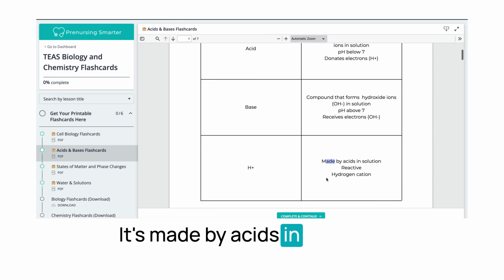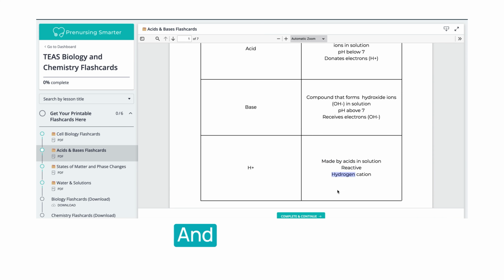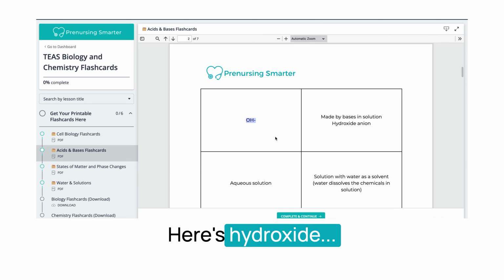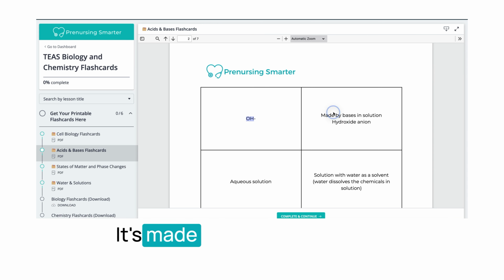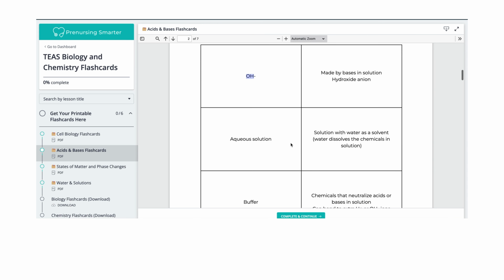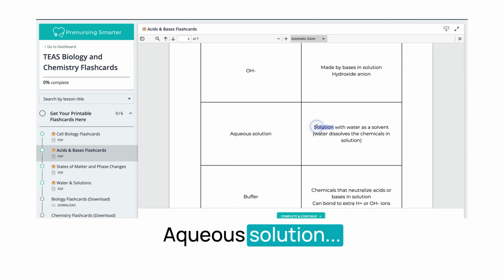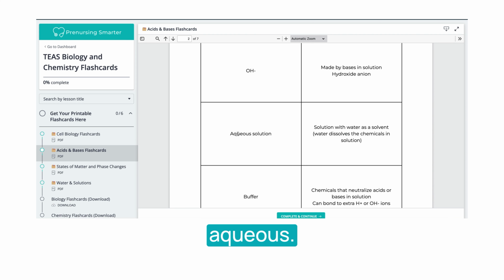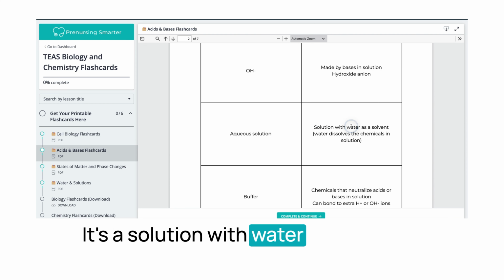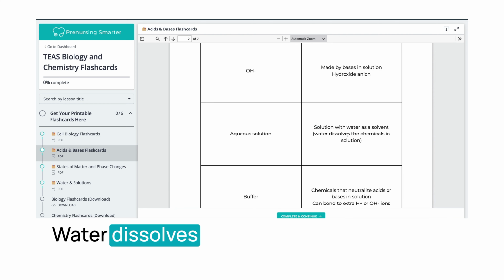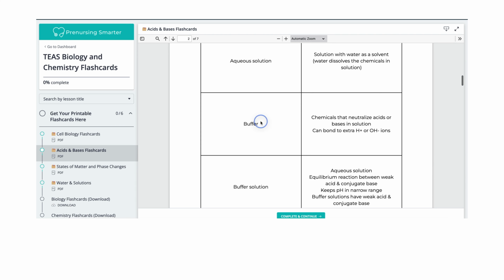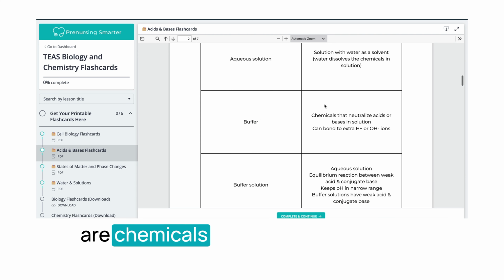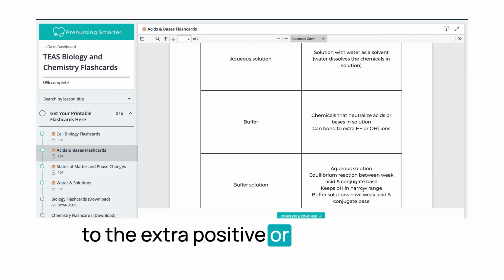H+ here, this is hydrogen ion. It's made by acids in solution, it's reactive, and it's a cation. These hydroxide anion made by bases in solution. Aqueous solution is a solution with water, aqua, aqueous. It's a solution with water as a solvent. So water dissolves the chemicals in a solution. Buffers are chemicals that neutralize acids or bases in a solution, and they can bond to the extra positive or negative ion.